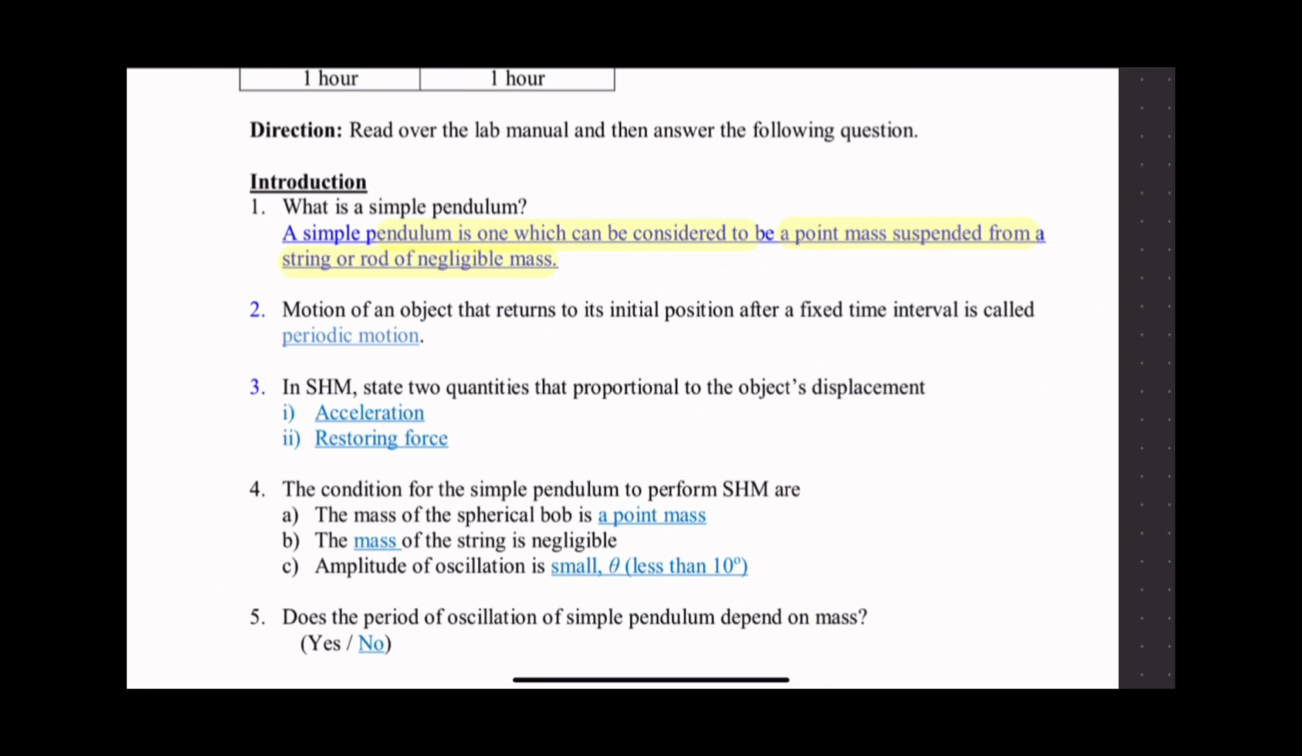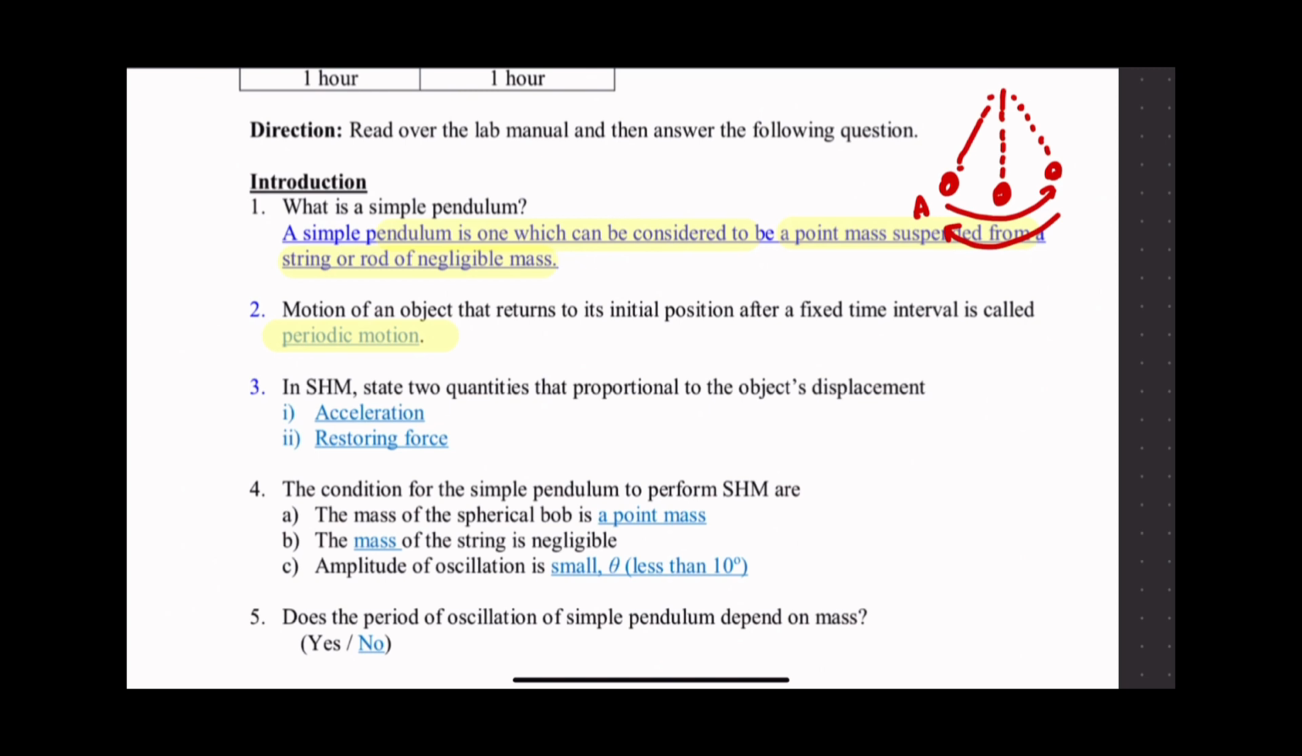Motion of an object that returns to its initial position after a fixed time interval is called a periodic motion. Periodic motion means, okay, this is the initial position, second position, third position, so it goes and goes back to the same position. Back to the initial position, we call that periodic motion.